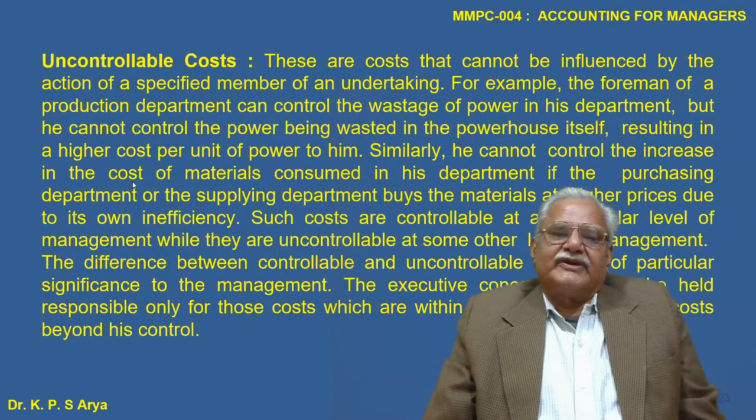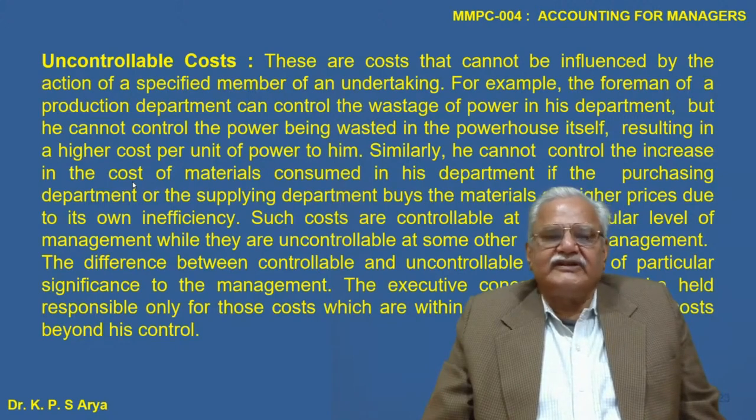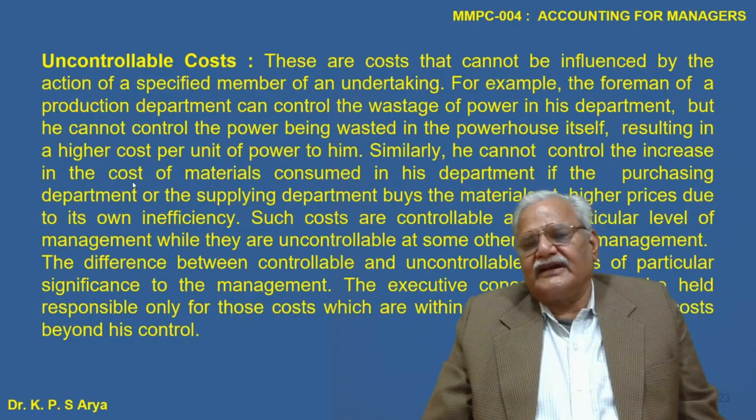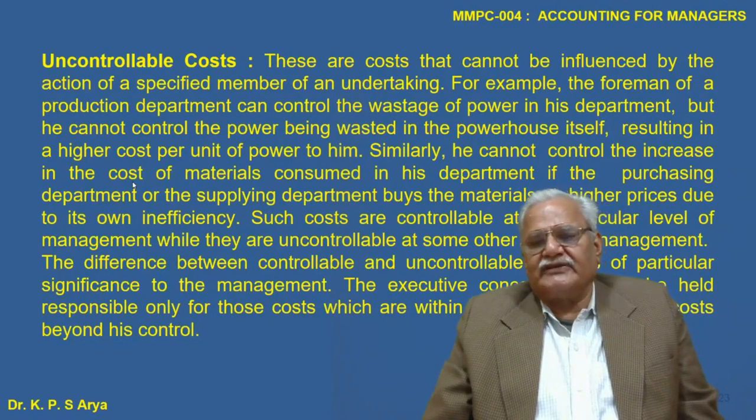For example, the foreman of a production department cannot control the wastage of power at the powerhouse, but he can control the wastage of power in his department, resulting in a higher cost per unit of power charged to him from the powerhouse. Similarly, he cannot control the increase in the cost of material consumed in each department if the purchasing department or the supplying department buys the material at higher prices due to its own inefficiency. Such costs are controllable at a particular level of management while they are uncontrollable at some other level of management.